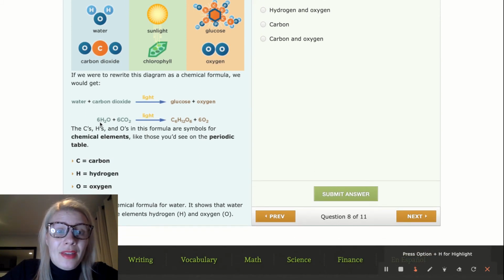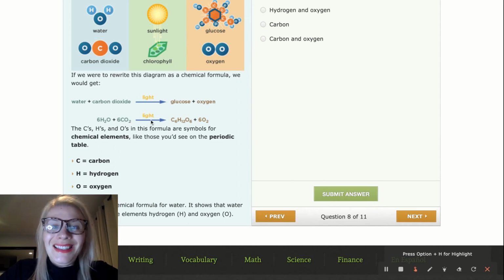And this is really important because this is the chemical formula for photosynthesis, which I want you to know: 6 molecules of H2O or water plus 6 molecules of CO2 or carbon dioxide, with that sunlight, yields 1 molecule of C6H12O6, which is glucose, and 6 molecules of O2, which is oxygen gas.